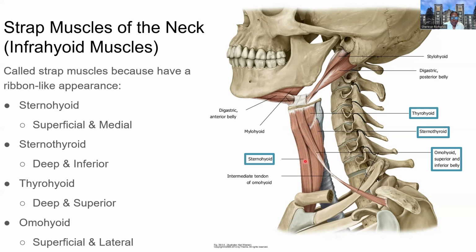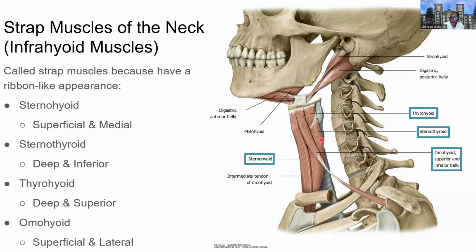Next, we have the sternothyroid. The sternothyroid is going to be the second muscle. This is going to be deeper than the two superficial ones. Again, the name here is going to help. It goes from the sternum to the thyroid cartilage, whereas sternohyoid goes from the sternum to the hyoid bone. So sternothyroid is going to be deep, and it's going to be inferior and more lateral.